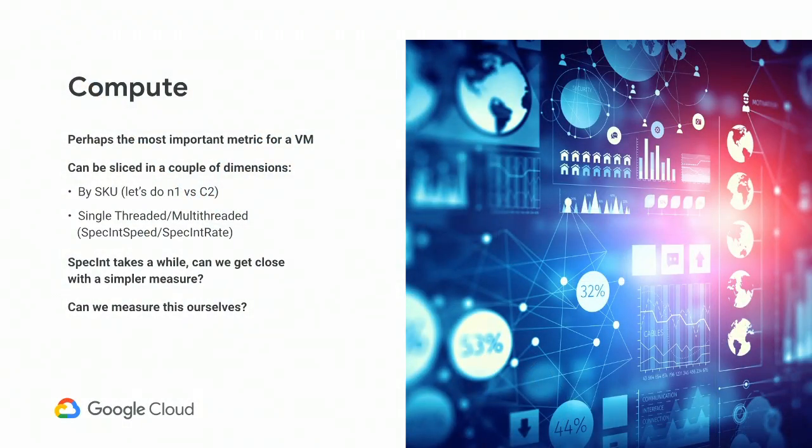And then we're going to talk about, can we do this easier? We can run SPECint. It's the granddaddy. It's the best metric overall for doing compute, but it takes a while. It's moderately expensive to run. Can we get something like SPECint results with some other tool set? We'll see if that's possible, and then we'll see if we can measure it ourselves. I'm not sure I'm going to run a demo, though.